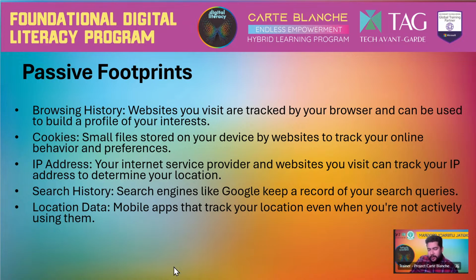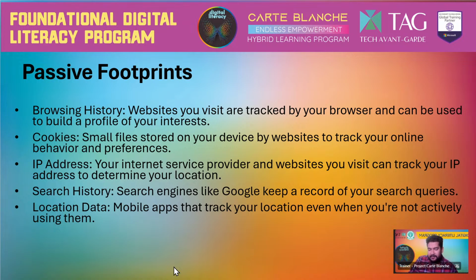Cookies. Cookies are small files stored on your device by websites to track your online behavior and preferences. IP address, as I told you, is provided by the internet service provider on your mobile phone or laptop, and its main purpose is that it can be tracked to determine your location. And search history is also there. Google always keeps a record of what queries you make, because it makes their data intelligent.